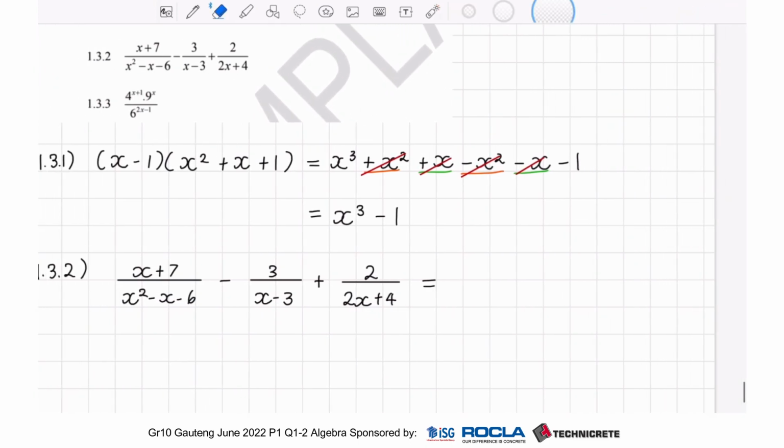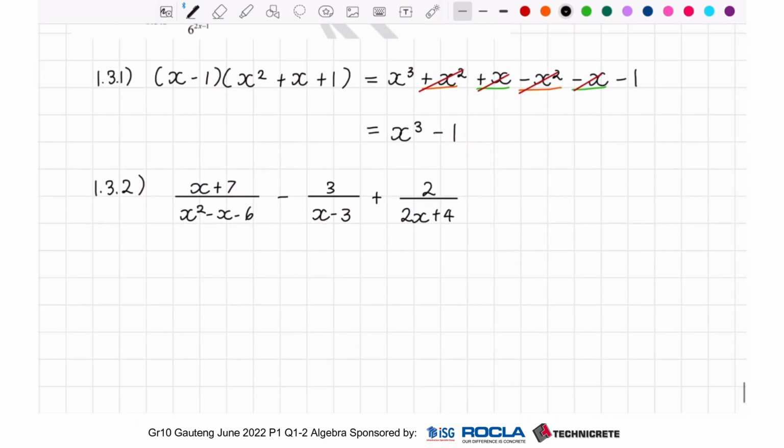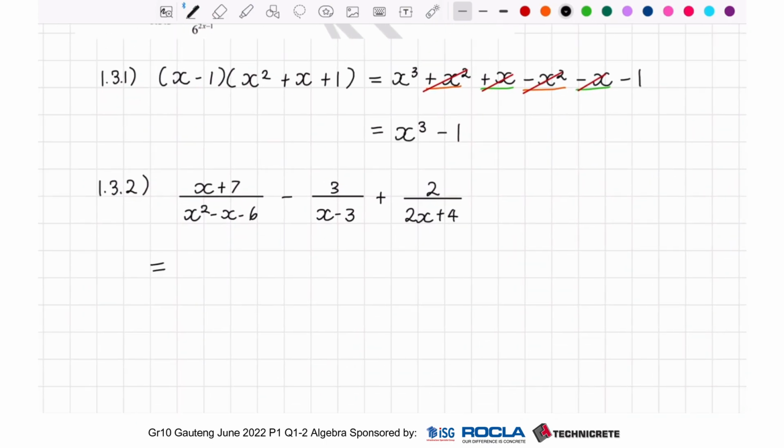So my first step is going to be to factorize the first fraction's denominator. So I'll still have x plus 7 as the numerator. And when I factorize at the bottom, I get x minus 3 and x plus 2. And if I'm not sure, again, I can do FOIL.